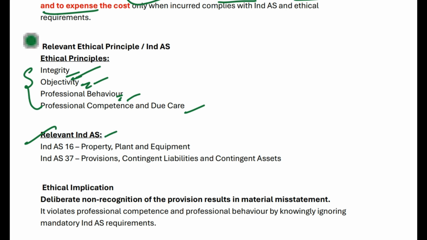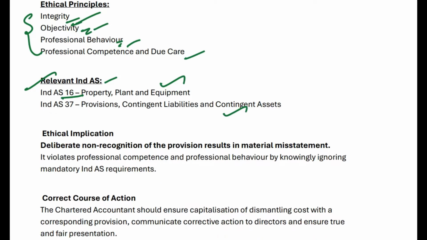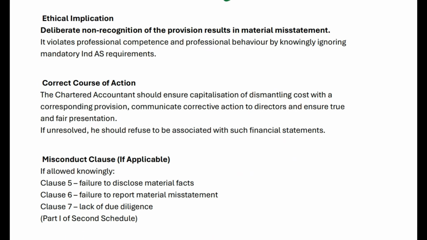Now relevant Ind AS. So the relevant Ind AS 16 Property, Plant and Equipment, and Ind AS 37 you have to quote for this question, right? What is the ethical implication? The ethical implication is that the deliberate non-recognition of the provision results in material misstatements. Because it violates the professional competence and professional behavior, you know that you have to recognize the provision. If you are not recognizing the provision, then it results in material misstatement, right?